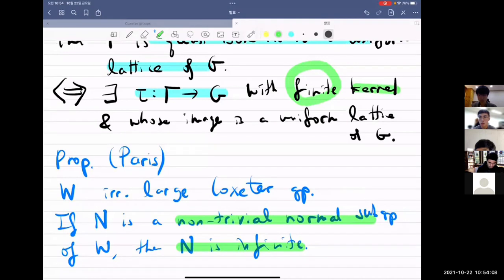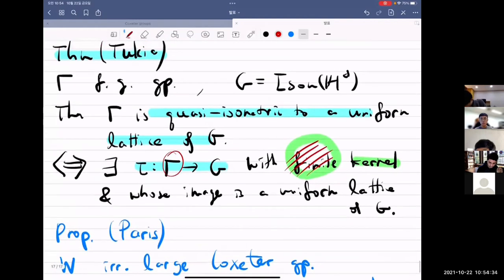So the kernel is, of course, a normal subgroup of Gamma. Then it means that it's finite, so we can upgrade: when Gamma is an irreducible large Coxeter group, the kernel is trivial. It means that we have a faithful representation. Okay, so for Coxeter groups, surprisingly, Gamma is quasi-isometric to a uniform lattice if and only if we have a faithful representation whose image is a uniform lattice.